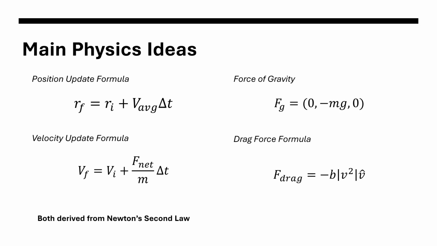The force of gravity is also big in this. Force of gravity equals 0, negative mg, 0, and that will always point in the negative y hat direction as it is gravity on the ball, or the force on the ball. The drag force formula is also big in this. The drag force equals negative b, which is the drag coefficient, times v squared times v hat.